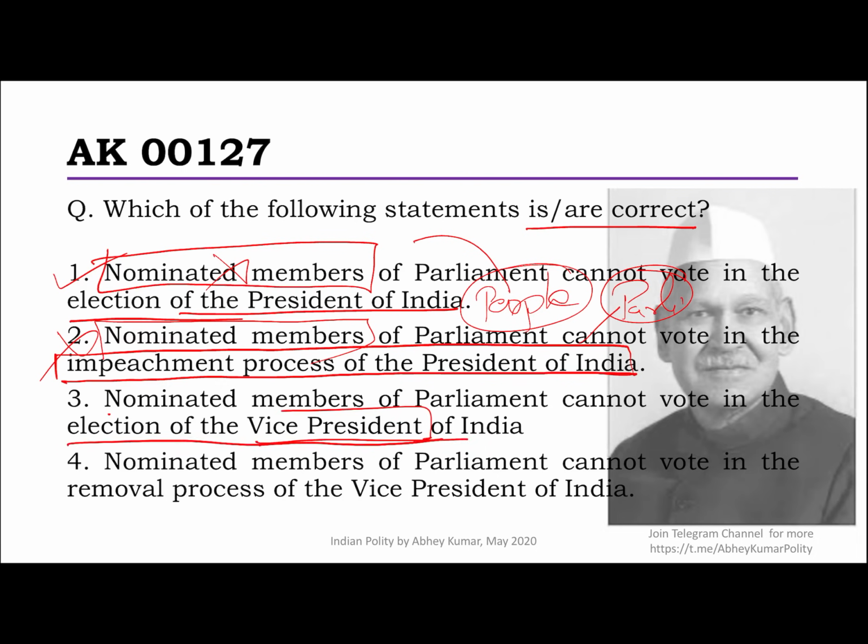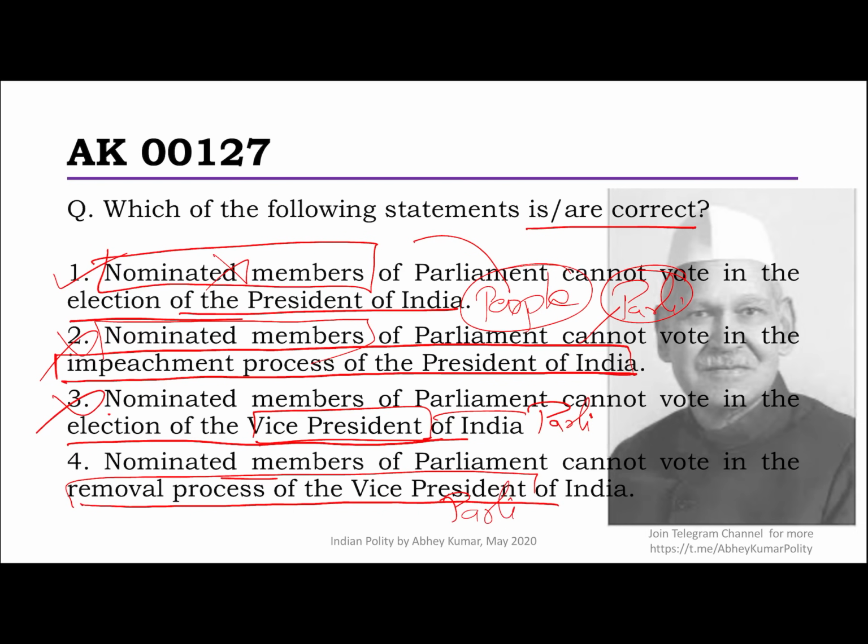See, election of Vice President of India, it is again done by the Parliament of India. So parliament means entire parliament. So this is also a wrong statement. Then, nominated members of parliament cannot vote in the removal process of the Vice President. Again, the removal of the Vice President is done by the Parliament of India.